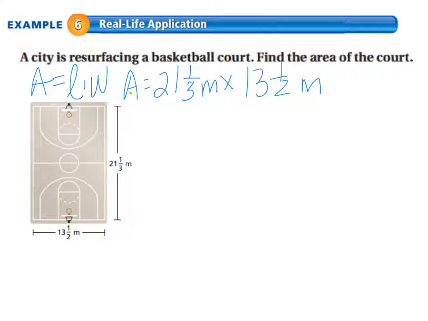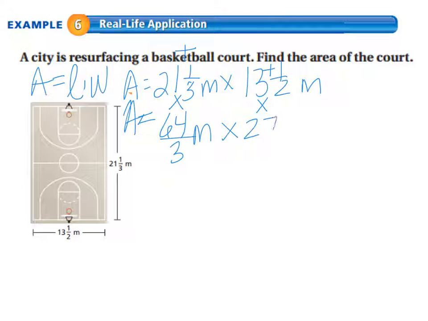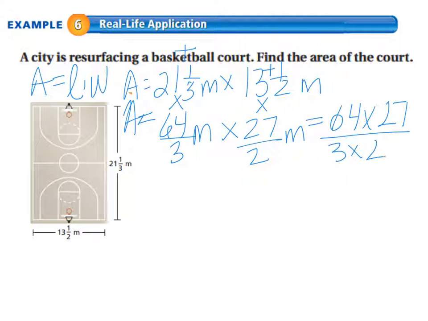Getting these mixed numbers into improper fractions, I would say that 21 times 3 is 63, plus that 1 is 64/3 meters. And 13 times 2 is 26, plus 1 is 27/2 meters. I could then say 64 times 27, multiplying my numerators, and multiplying my denominators, 3 times 2.